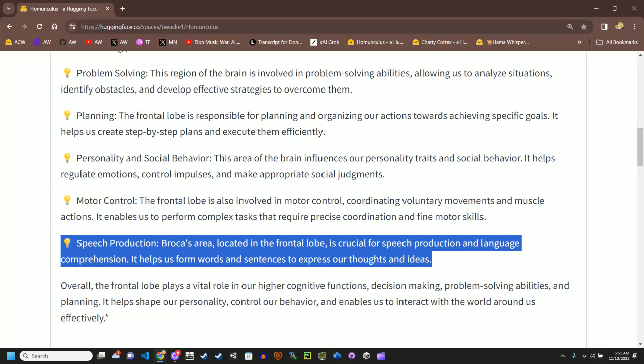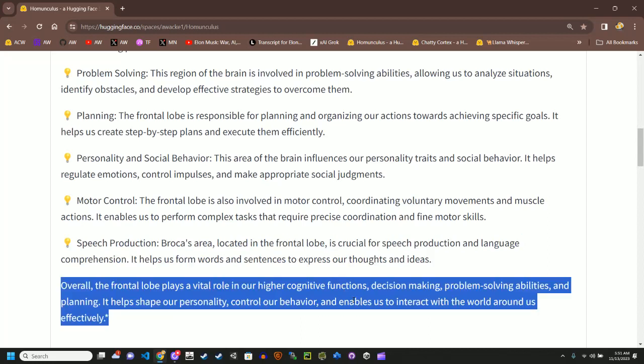Overall, the frontal lobe plays a vital role in our higher cognitive functions, decision-making, problem-solving abilities, and planning. It helps shape our personality, control our behavior, and enables us to interact with the world around us effectively.